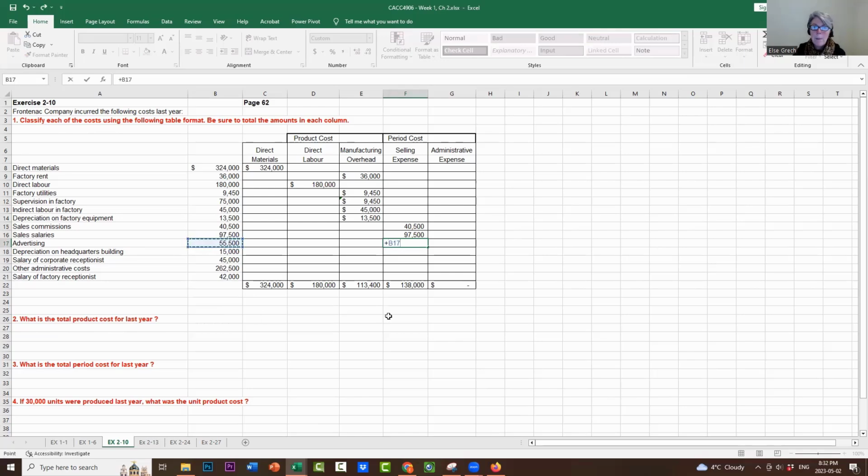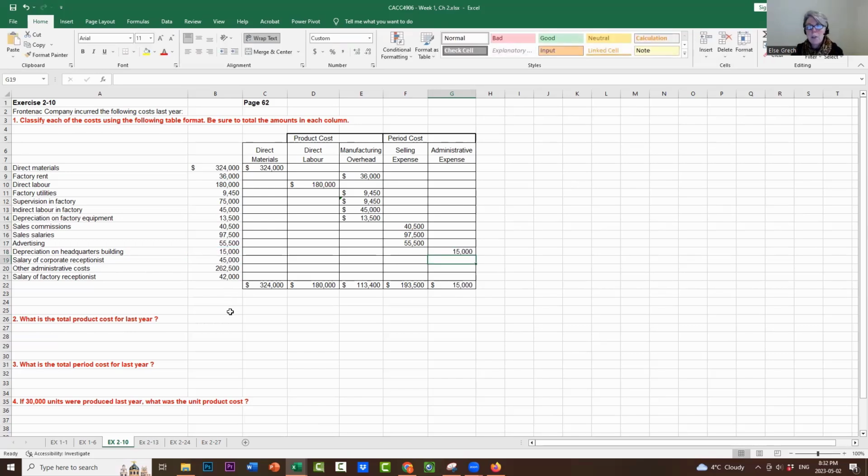Advertising is all about making our sales, so it's considered a selling expense. Depreciation on the headquarters building. So this is head office. Manufacturing overhead or admin? Does the depreciation on the head office have anything to do with production? The answer is no. So it can't be manufacturing overhead. It is definitely administrative expenses.